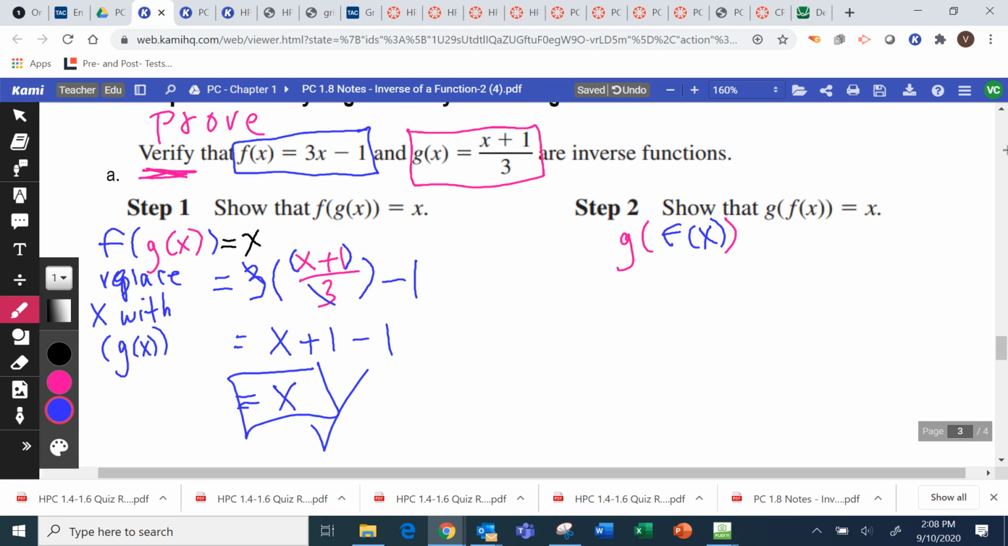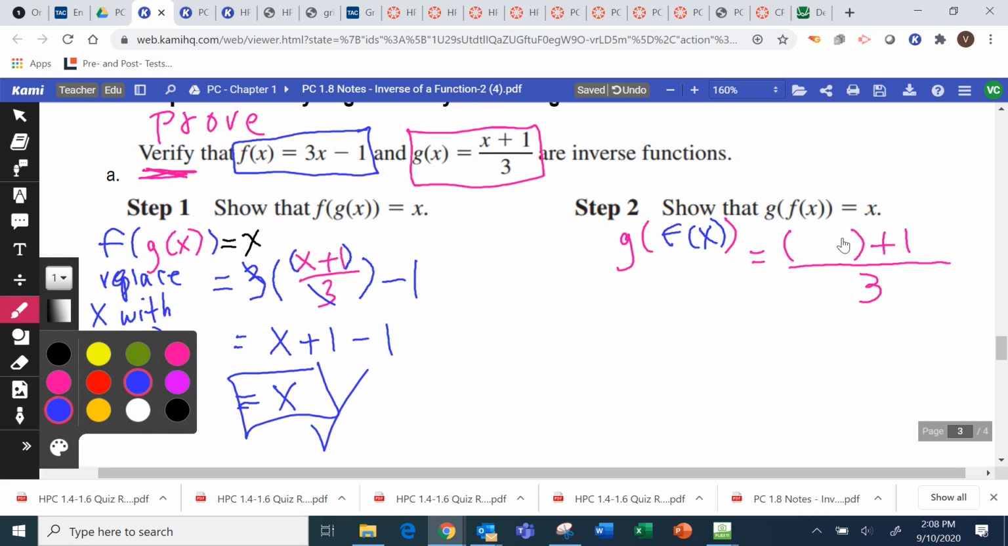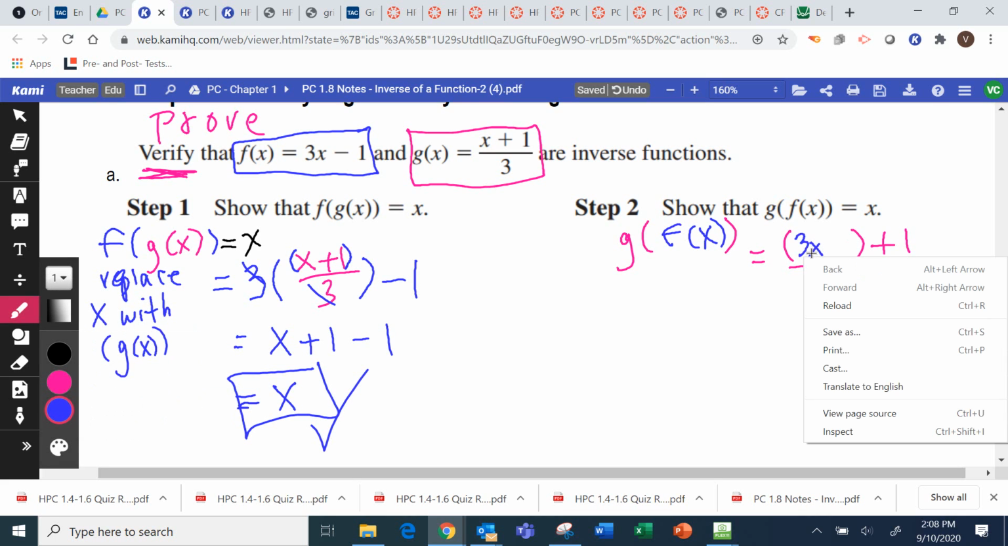So this is verifying. Now we do the other side, g of f of x. So I will first have my g equation: x, which I have to plug something in for x, plus 1 over 3. And the reason why I write it all out first before I plug the other thing in is sometimes people plug the other thing in and just forget to write the plus 1 or the over 3. They just forget to go back and finish it. So I like to write that first. And then my f equation is 3x minus 1.